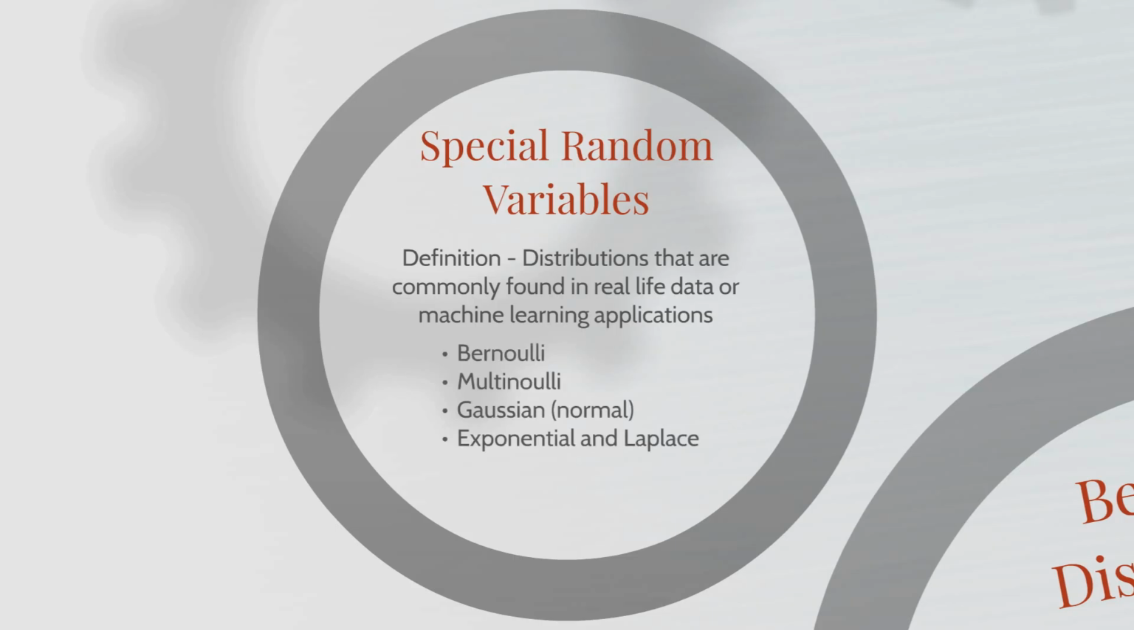So the distributions that we're going to cover today are the Bernoulli distribution and the multi-Bernoulli distribution. Those are going to be our two categorical distributions that cover discrete variables. Then we also have the Gaussian distribution, which is also known as the normal distribution. This is going to be the most common of all distributions that we cover today. And we're also going to cover the exponential and Laplace distributions as well. And those last three, the Gaussian, exponential, and Laplace, are all for continuous variables. The first two are for discrete variables. So let's go ahead and start by discussing the Bernoulli.